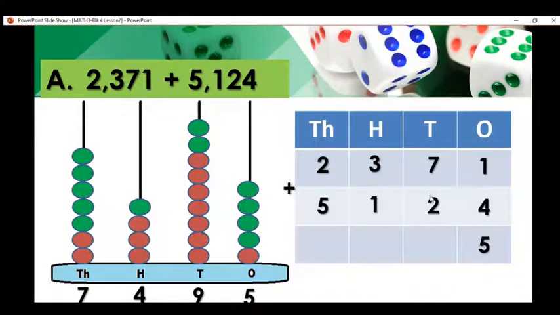7 plus 2, that is 9. 3 plus 1, it's 4. 2 plus 5, that is 7. So did we get the same answer in abacus and column method? Very good. We got the same answer in both methods.